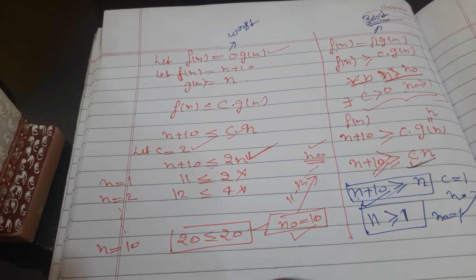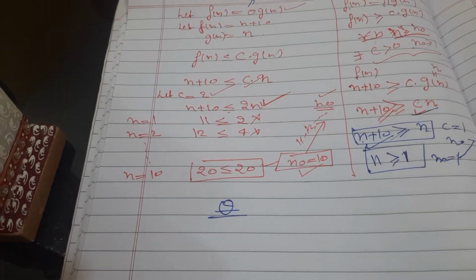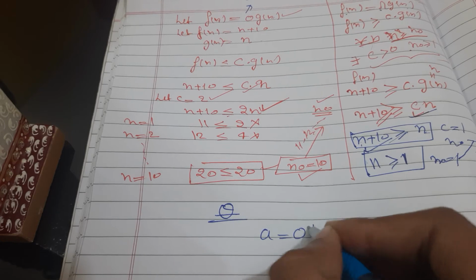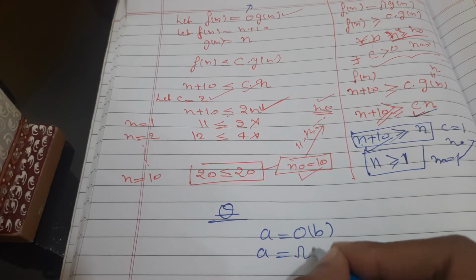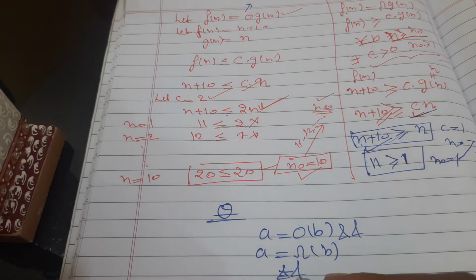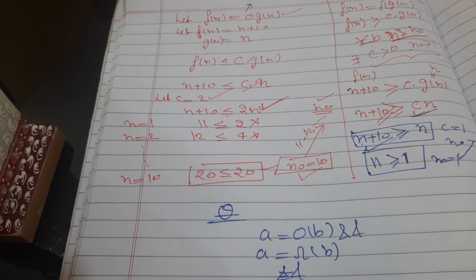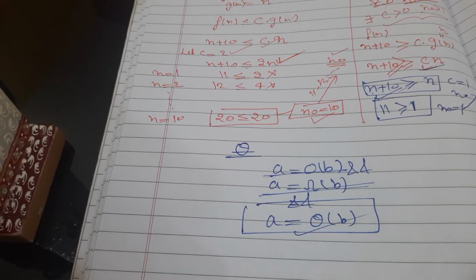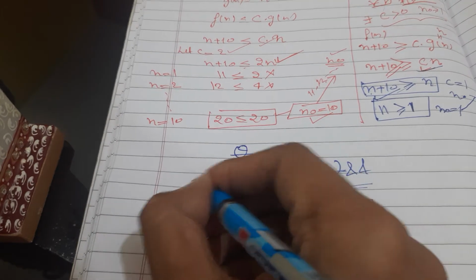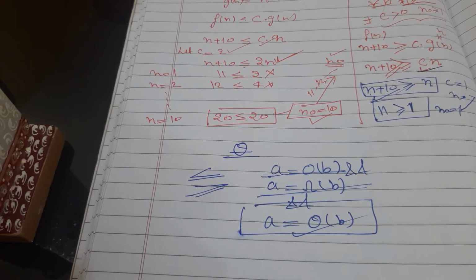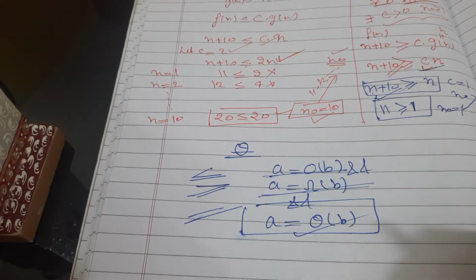And the third notation is theta. Okay, so theta is possible if big O and omega are both possible, then theta is possible. Okay, like this. If big O notation is possible and omega notation is possible, then theta is possible. Like big O means right side is greater than or equal to, omega means left side is greater than or equal to, theta means equal to.